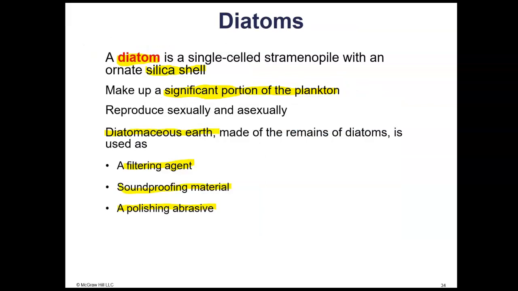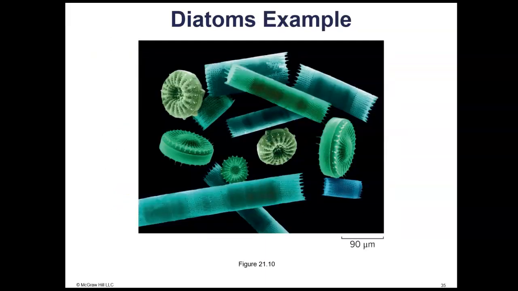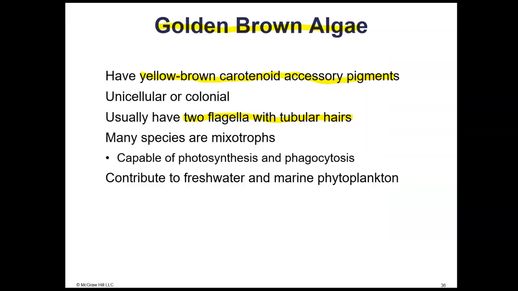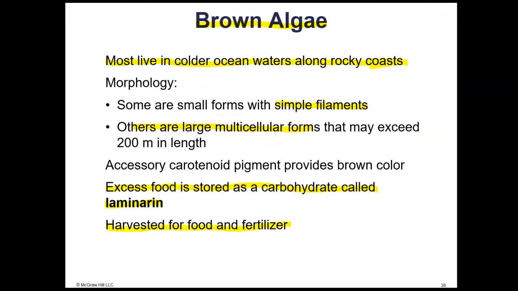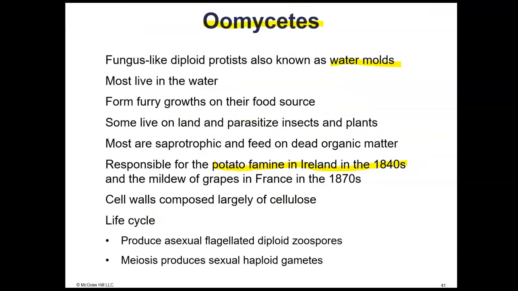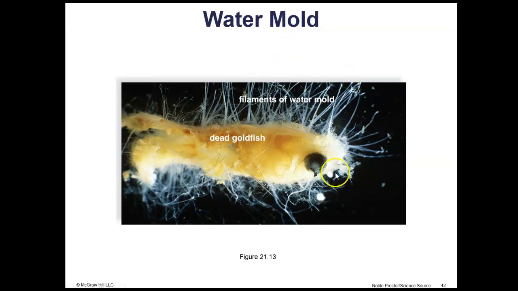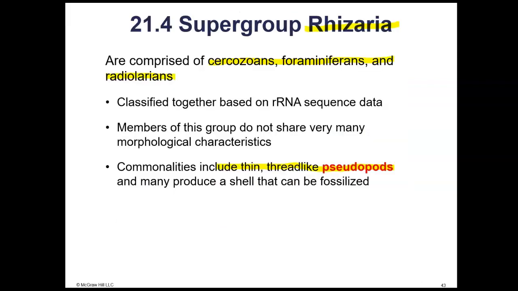And then we went on to the stramenopiles. The diatoms have a two-part glass shell. Golden brown algae. And then the oomycetes, and here's a picture of a fish that is covered in water mold, basically.